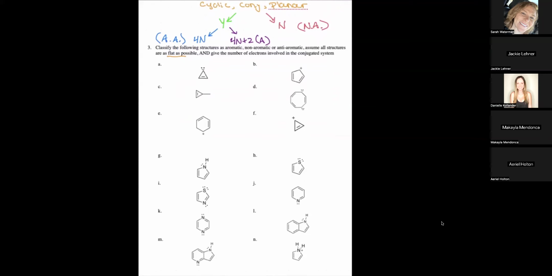What do you guys think? Start with A. That one is anti-aromatic. How many electrons? 4N. 4 electrons. Yep, which is a 4N system. Cool. B. That one's aromatic, right? No, that's not, because there's 4 electrons still. 4 electrons. Yep, which means anti-aromatic. Yep.